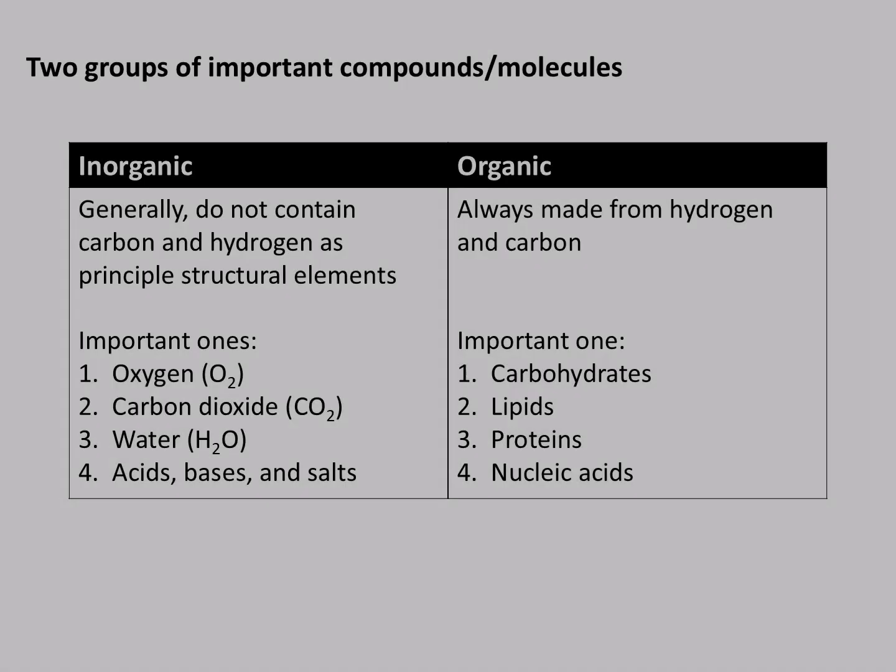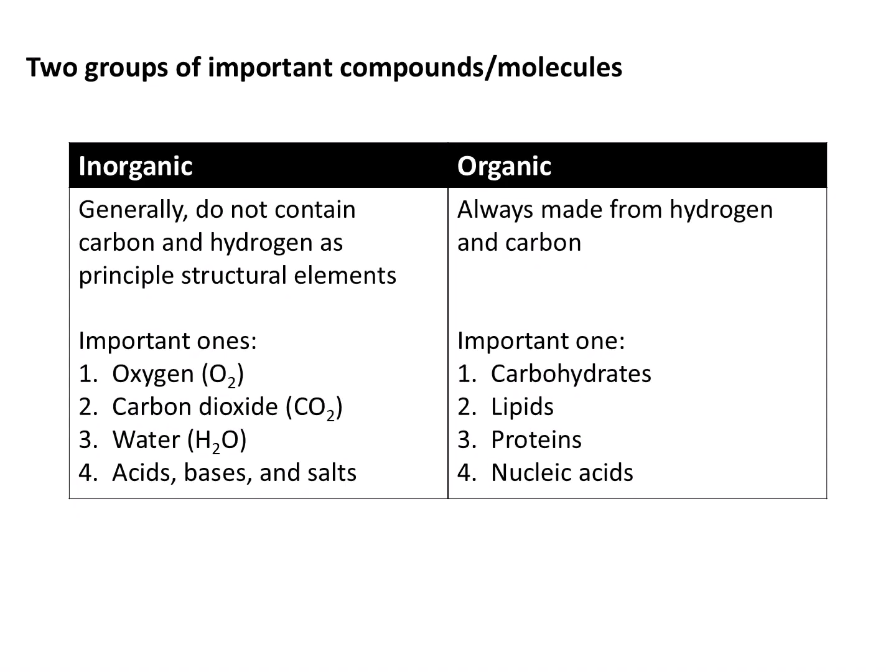We will spend the rest of this chapter looking at some very important molecules and compounds. We can group these into two categories, inorganic and organic. Inorganic compounds or molecules generally do not contain carbon and hydrogen as principal structural elements. That doesn't mean they cannot have carbon or hydrogen, it just won't be as much as you would see in an organic compound. Also, inorganic compounds or molecules tend to be very small compared to organic ones. Examples of inorganic compounds or molecules include oxygen, water, carbon dioxide, and things we classify as acids, bases, or salts.